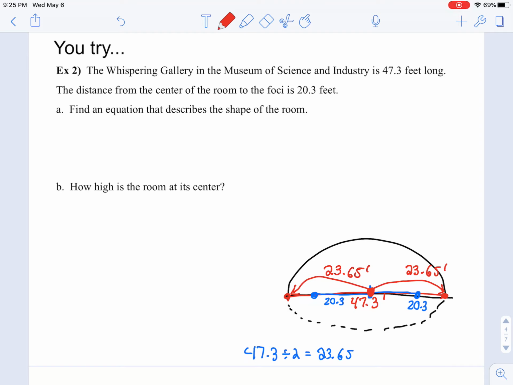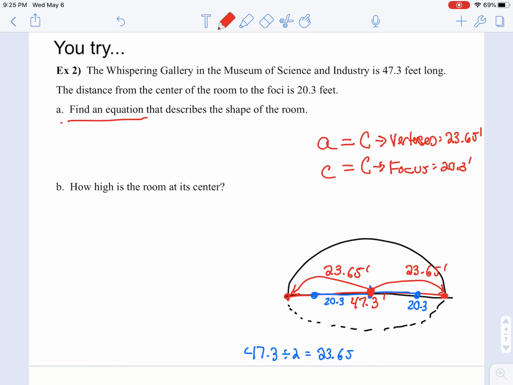Now with this information, think about what we do know. We know that the distance from the center to the vertices was 23.65 feet. That, remember, is our A value. We know that the distance from the center to the focal points is 20.3 feet. That value is our C value. So at this point, we have our A and our C values.